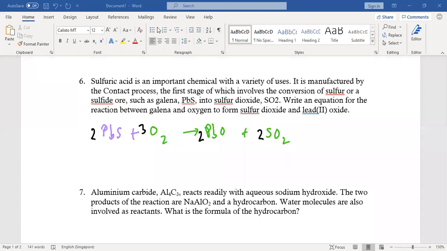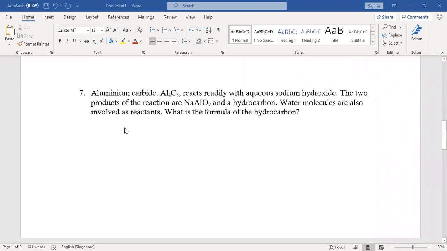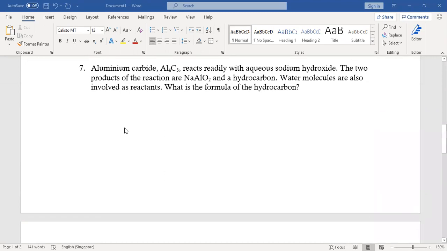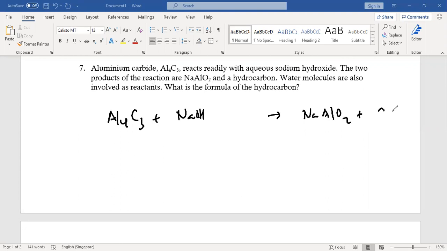We have this carbide. Carbide is actually one part of the ceramic. So Al4C3 reacts readily with aqueous sodium hydroxide. All right. So Al4C3 plus NaOH. The two products of the reaction are NaAlO2 plus CxHy, because we don't know the hydrocarbon yet, right? Water molecules are involved as a reactant. So the position of reactants is always on the left-hand side. All right. What's the formula of the hydrocarbon?